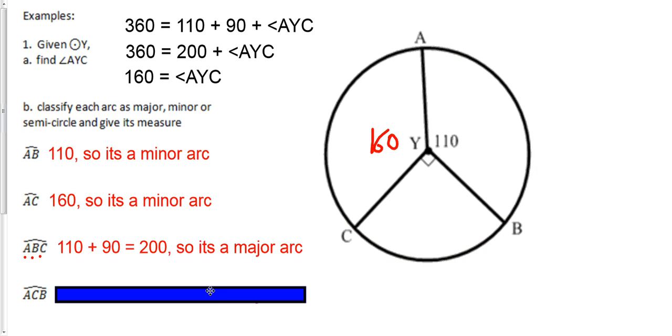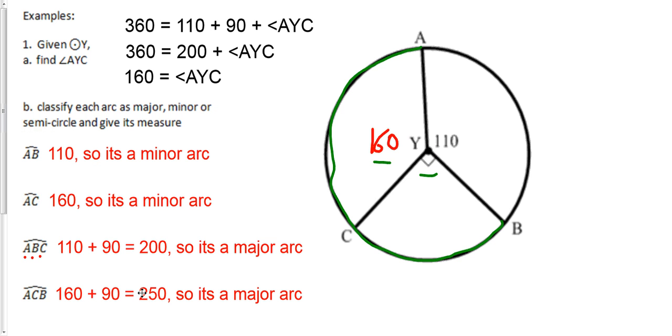And the last one then, ACB. Let's draw that one in real quick. A all the way around to C, all the way around to B. That'd be this piece, the 160 plus the 90. So that one would be 160 plus 90 is 250. So it is also a major arc. It comes all the way around the outside there.